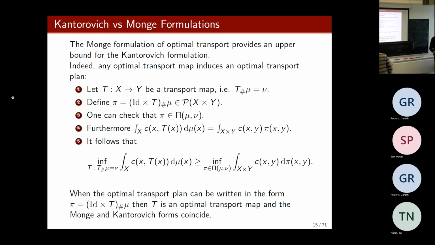The point is the plans are more general than the maps here. The plan is more restricted than the map? No, sorry, the other way around. The map is more restrictive. If T is a transport map, then you can define a plan as being the identity together with T. Oh, as in it doesn't change x, but it changes y.